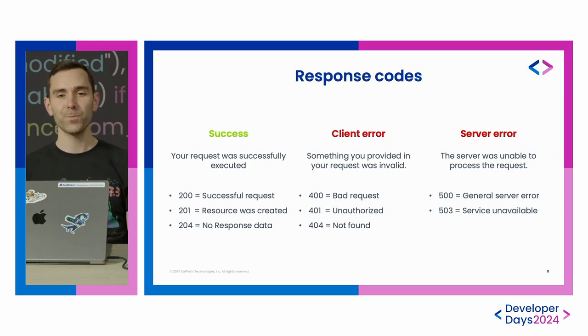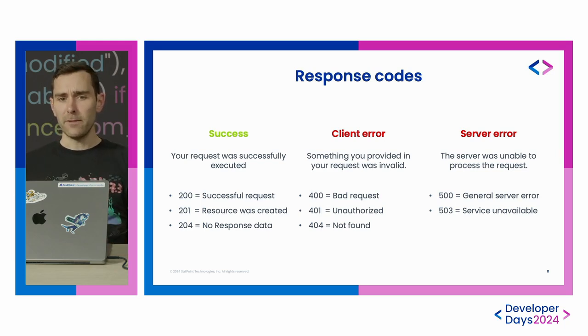And the final classification of response codes are the server errors. That's going to be your 500 range. Server errors mean the server was unable to process the request for some reason, and it's not typically something that you can fix yourself. These 500 errors are something that's going on with the backend, and it's something that the backend service team will probably have to fix themselves, but you should probably notify them if you're getting some kind of 500.